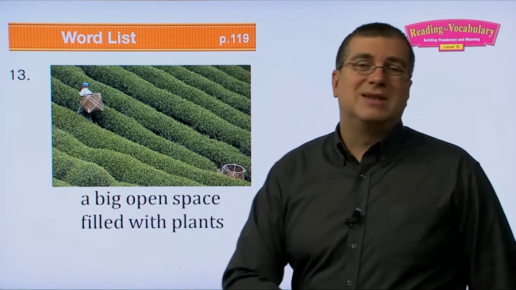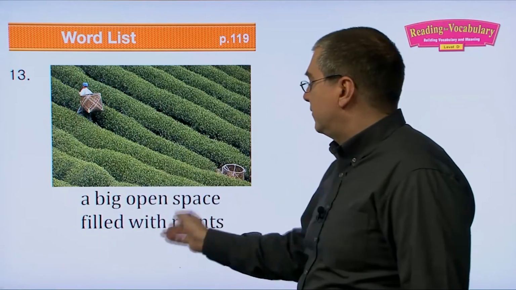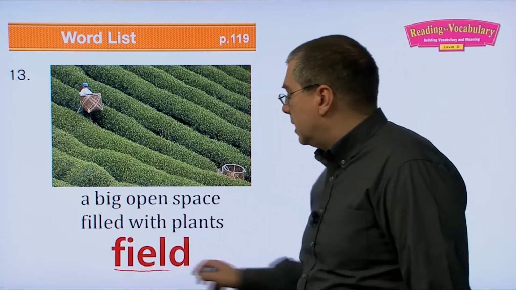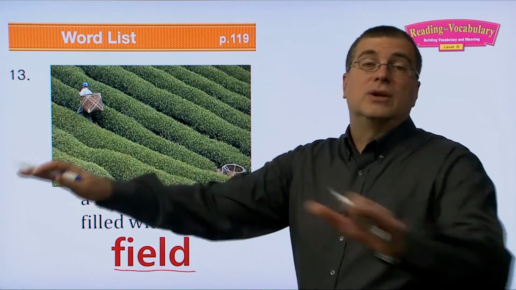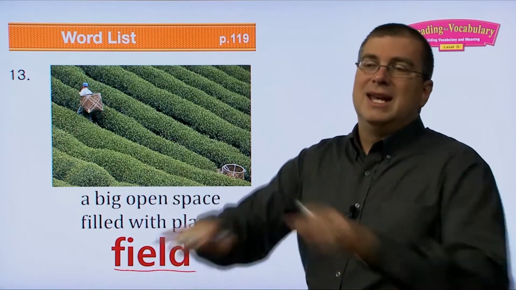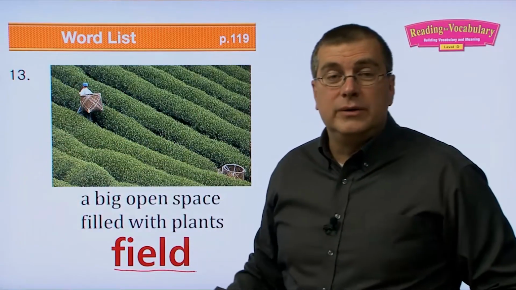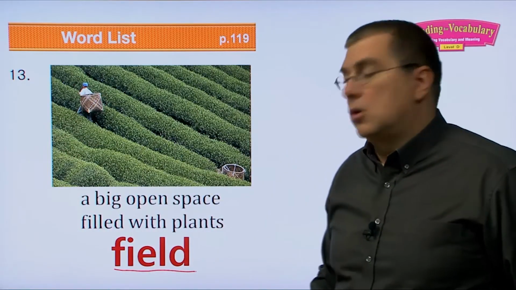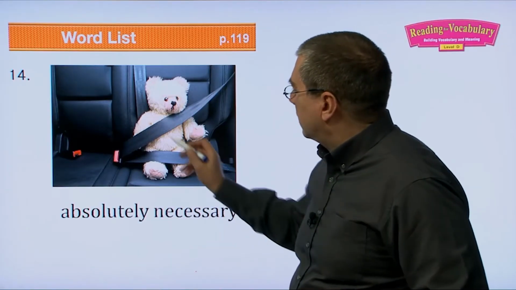But it doesn't matter if it's tea, it could be corn, it could be wheat. It's a big open space filled with plants. We call it a field. Okay? It's usually flat. Of course, if it's on a hill or a mountain, it's not a field really. It should be flat. And farmers need wide open fields to grow their crops. Field.